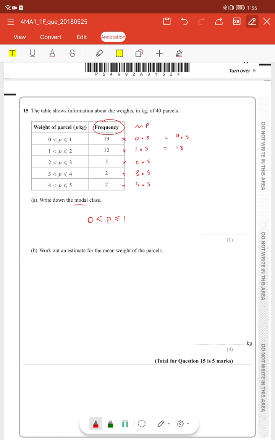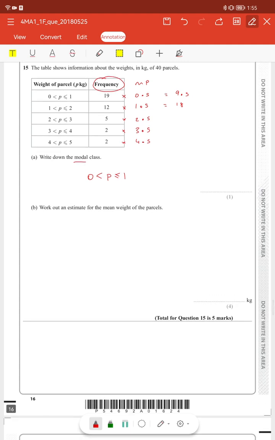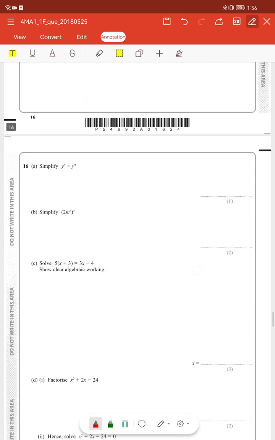5 times 2.5 is 12.5. And 2 times 3.5 is 7. 2 times 4.5 is 9. And if we add all of these together, we're going to get 56. So the mean weight is going to be our total divided by the number of packages, which would give us 1.4. We simplify this. Remember, when we multiply, we add the indices together.